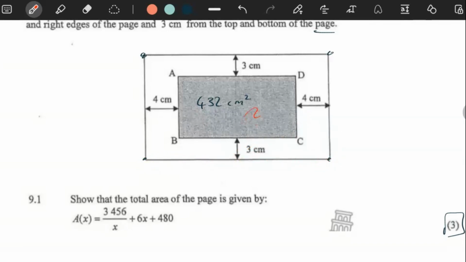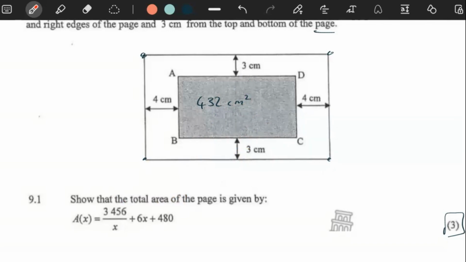So let's use this 432 actually. Or rather, wait, what can we do? Let me not overcomplicate things, because the total area of the page is given by this. It's a 3 mark question only, so let's not overcomplicate it. Anyway, if you move it 3 upwards, 4 to the right, what are you going to do?